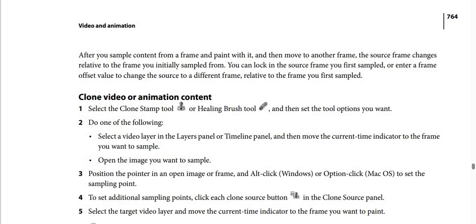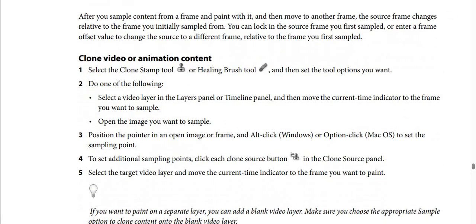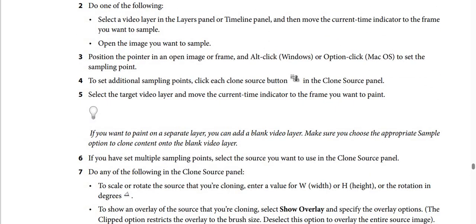Step number 4, to set additional sampling points, click each clone source button in the clone source panel. Step number 5, select the target video layer and move the current time indicator to the frame you want to paint. And if you want to paint on a separate layer, you can add a blank video layer, by the way, and make sure you choose the appropriate sample option to clone content onto the blank video layer.